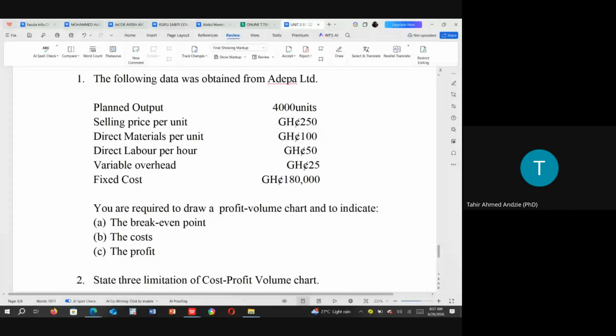To get the variable cost, direct material, direct labor, and variable production overheads, that is what your knowledge in marginal costing is for. Once this information is given to you, in trying to plot the profit volume chart, get the sales at the various levels of activity after you have scaled the 4,000. You can actually scale it by 8.